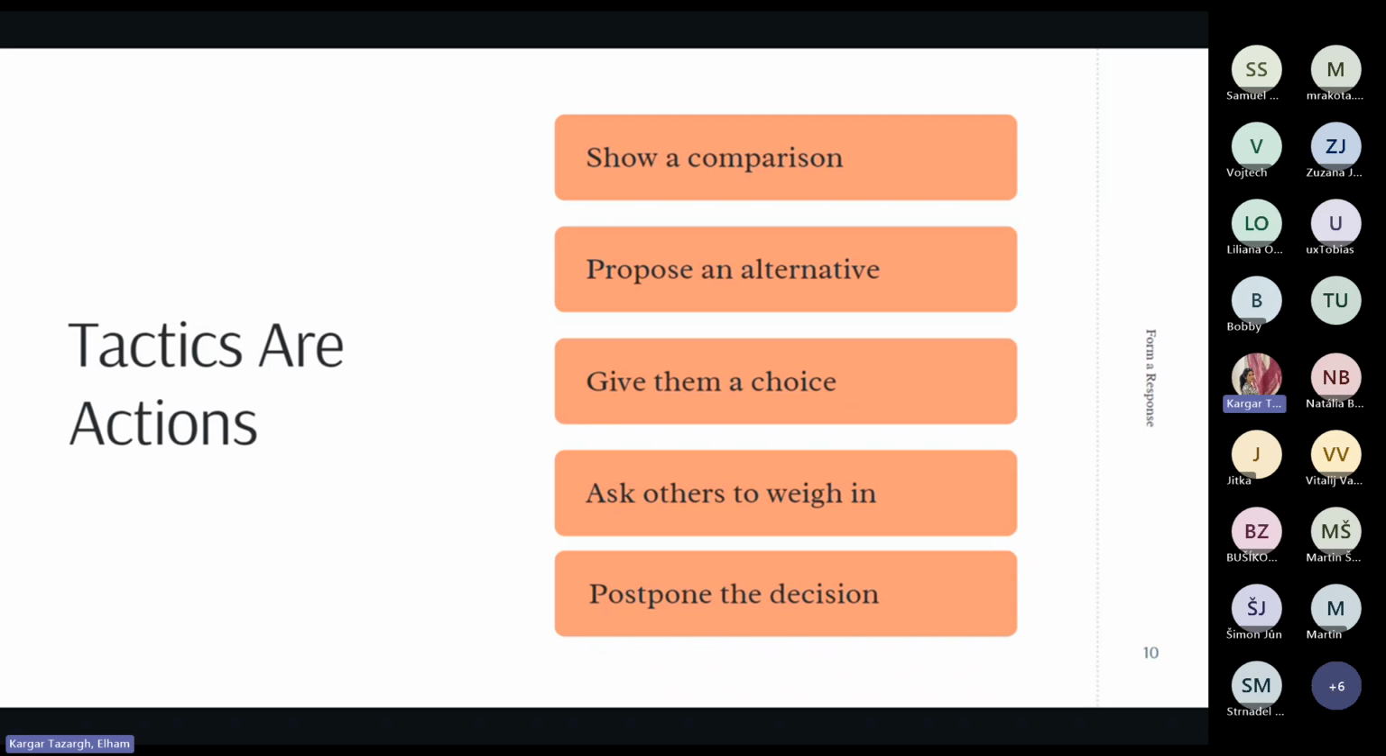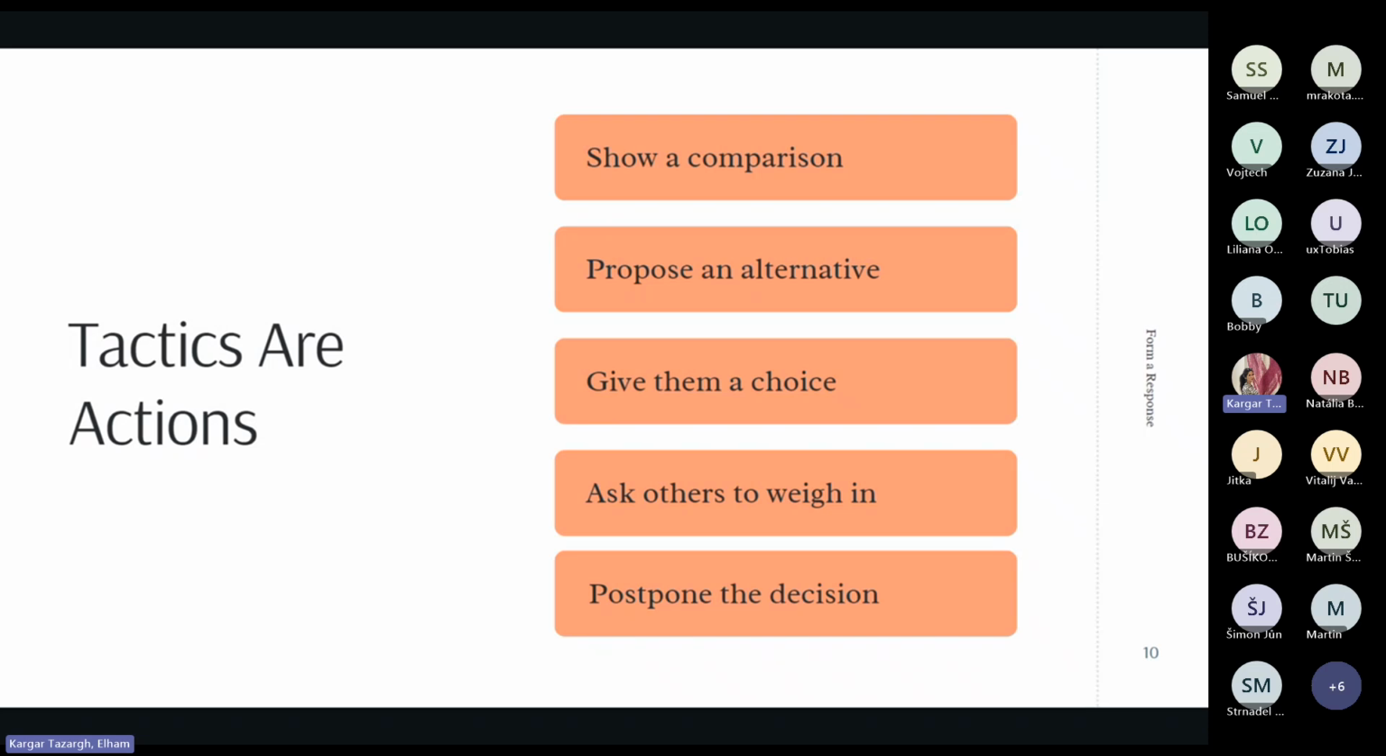First of all, show them a comparison. If they are asking you to change something, okay, we are changing, but then show them side by side so they can see the difference and then make a decision. The next tactic is to propose an alternative. If you feel something can work better, prepare it and show it to them as an alternative, and give them a choice. Sometimes this freedom to see different options for solving a problem can be a great tactic to move forward.